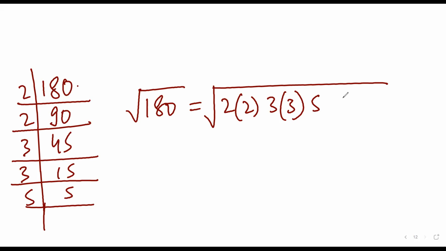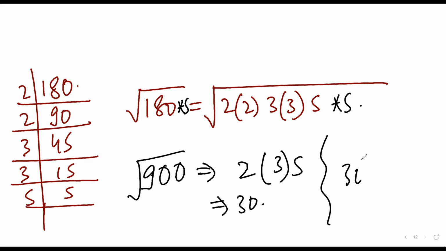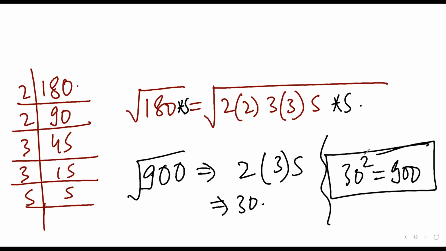So 5. Sir, 5. Mr. Arman, do you agree? Yes. And here I'll have 5 nines are 45, 900. The square root of 900 is 30, which is correct because if I do 30 squared, it will be equal to 900. Yes. Mr. Sarthak, have you understood now?